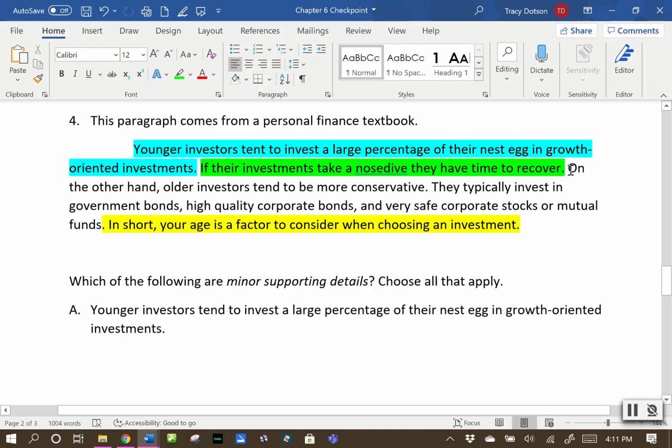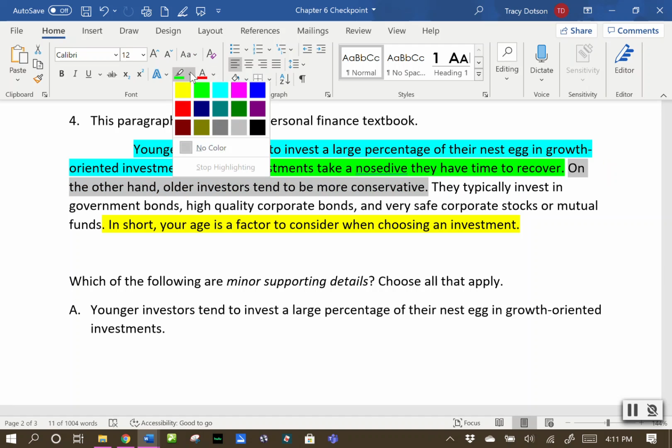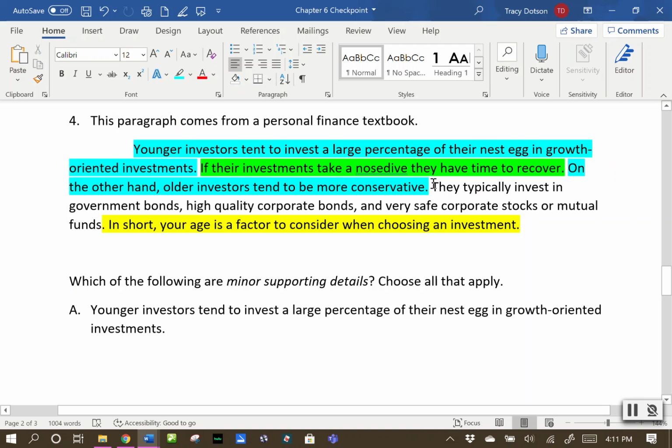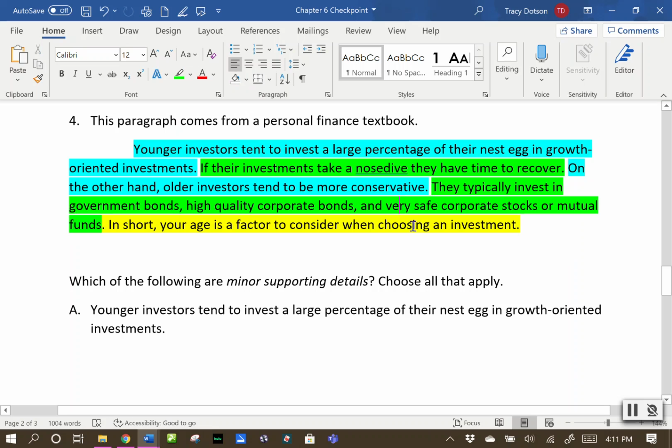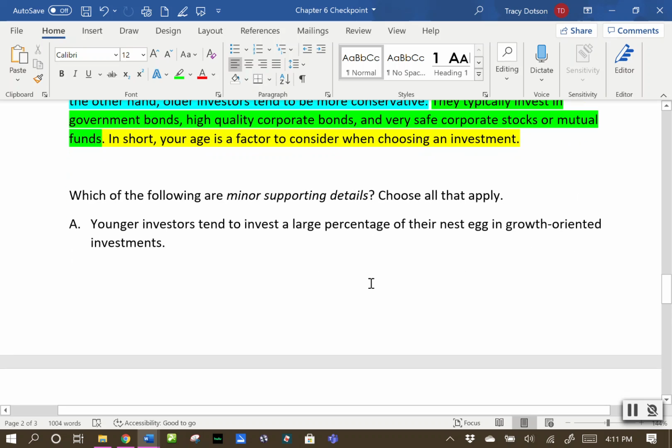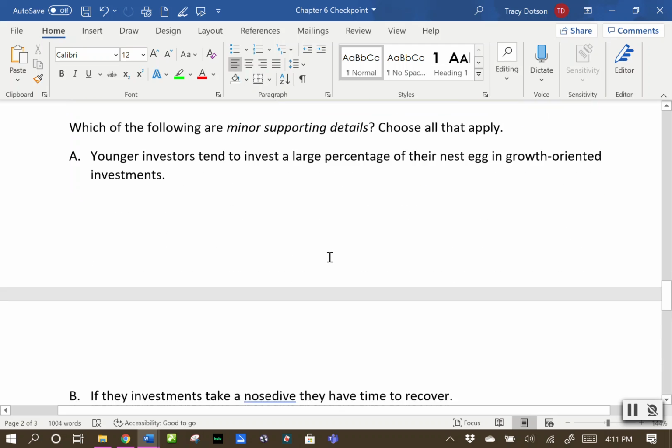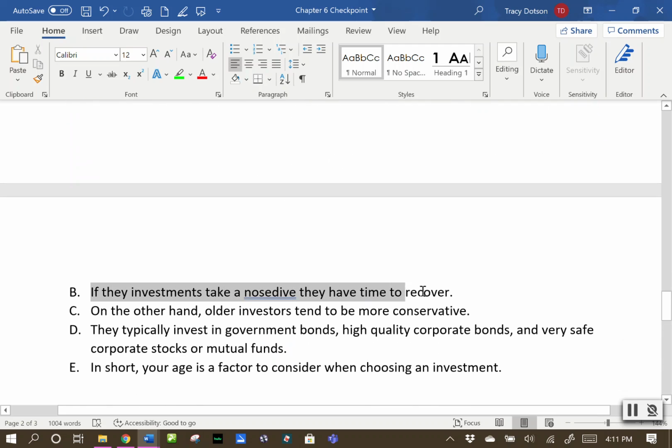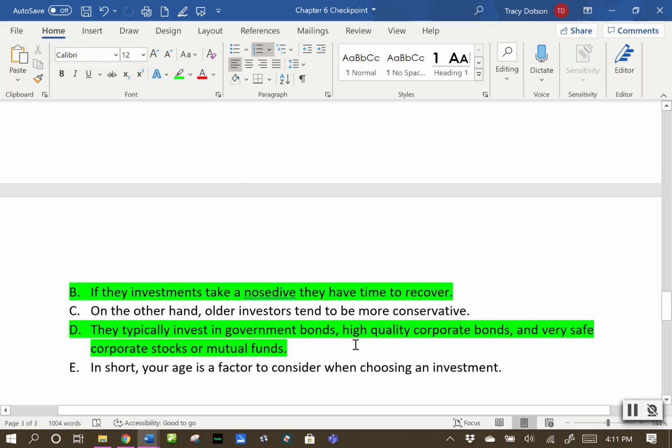On the other hand, here we have a sentence about older investors. And then here's another sentence talking about older investors. Okay? So here we can see how this is kind of shaped up. We've got major detail, minor detail, major detail, minor detail. Here's our main idea. Okay? So for this one, for the choice for minor, it's going to be B, and then it's going to be D. Those will be our answers.